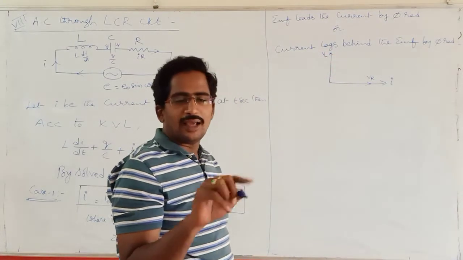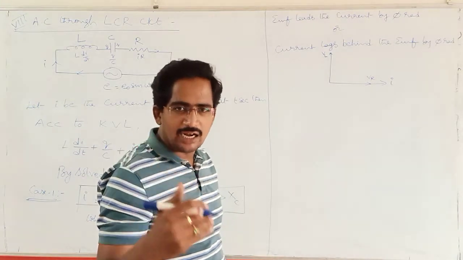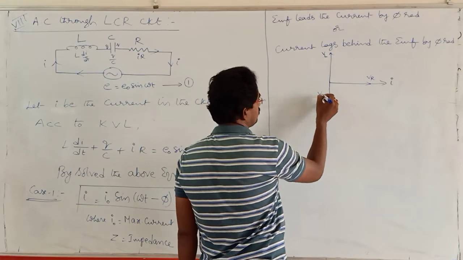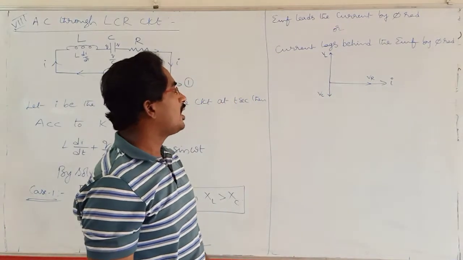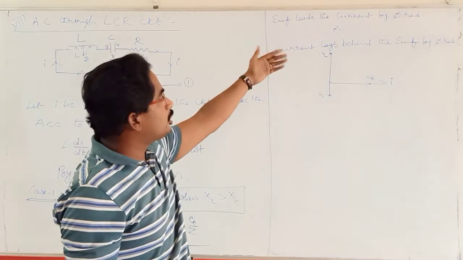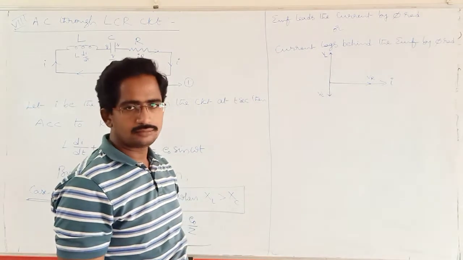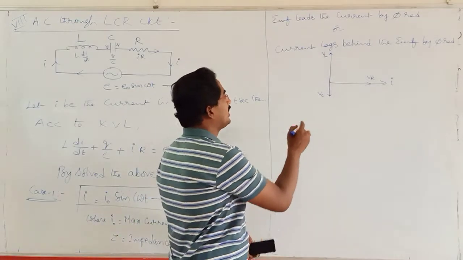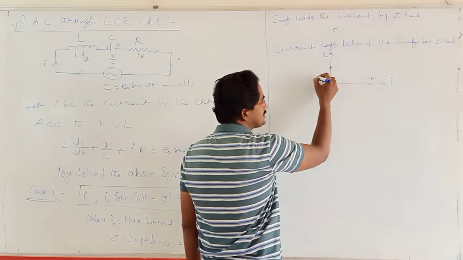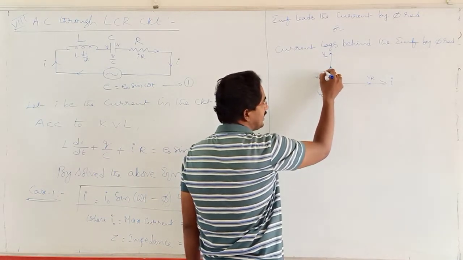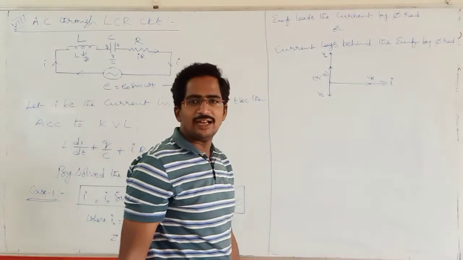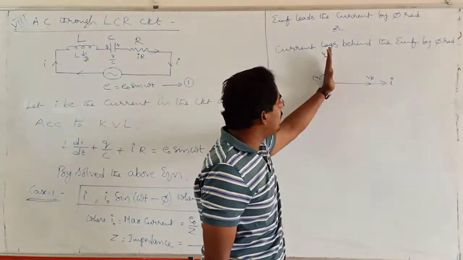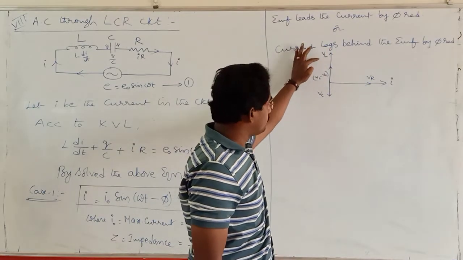And what about the potential difference across the capacitor, downward? Now, VL and VC are both opposite. Then where will be the resultant for both? Upward direction. That will be in upward direction. What is that? VL minus VC. So it is a net potential difference for both.